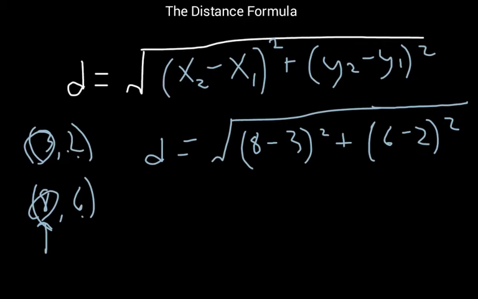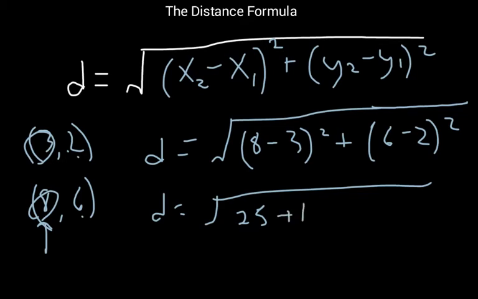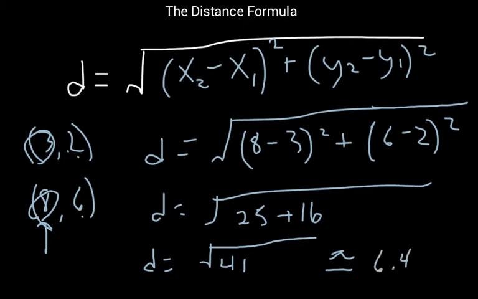Then I do the arithmetic and I get D is equal to the square root of, we're going to do a couple of steps here, 8 minus 3 is 5, and 5 to the second power is 25. 6 minus 2 is 4, and 4 to the second power is 16. And when I add 25 and 16, I get 41. So D equals the square root of 41, which is between 6 and 7. I'm just going to guess 6.4, but you could use a calculator or a square root table to figure that out more precisely.